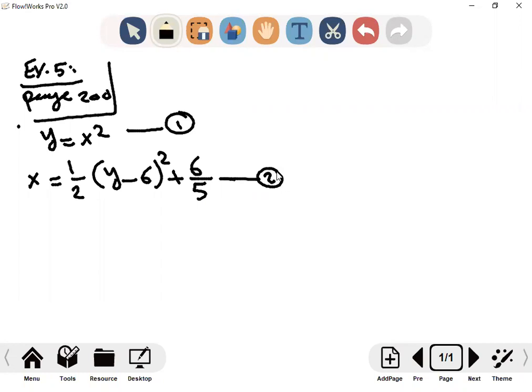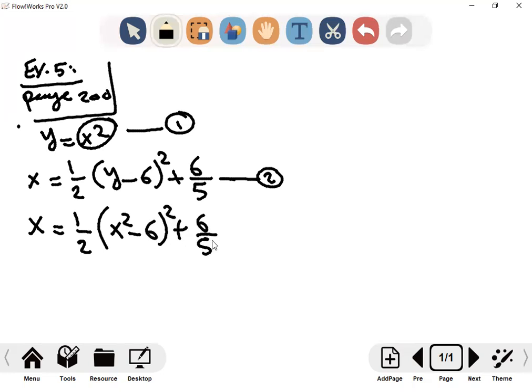I will substitute 1 in 2. So I'll replace y and put what? X to the power of 2. So x equal half, in place of y, we will replace it by x power 2 minus 6 all power 2 plus 6 over 5, right? Now by graphing, look at step 1, they graph equation 1, then step 2, graph equation 2.